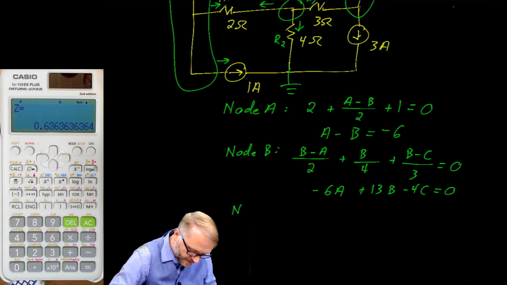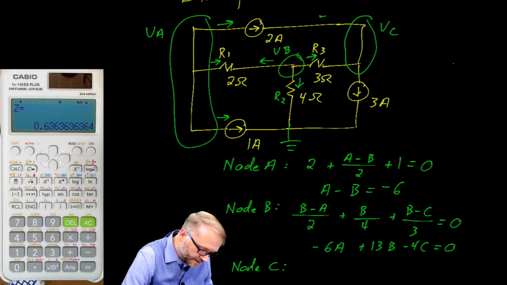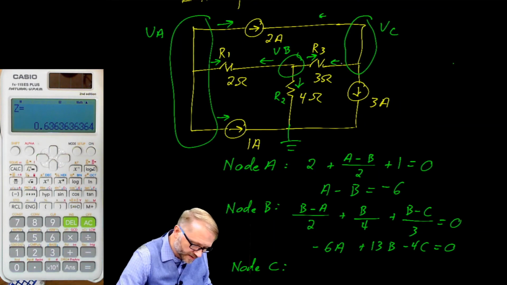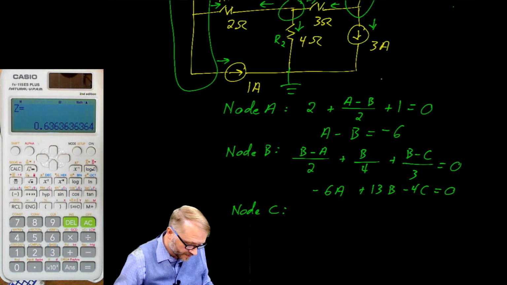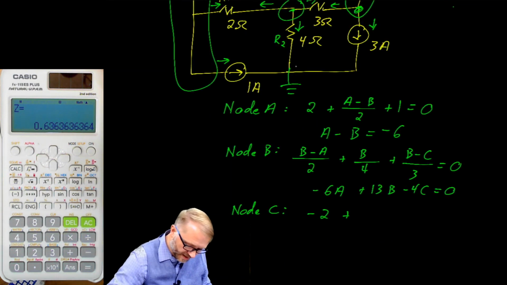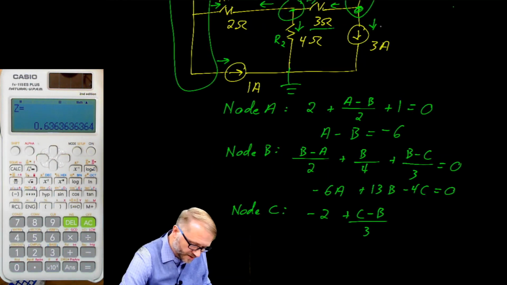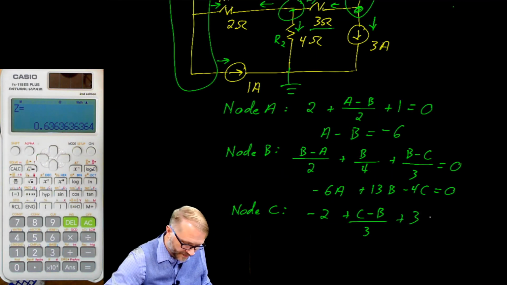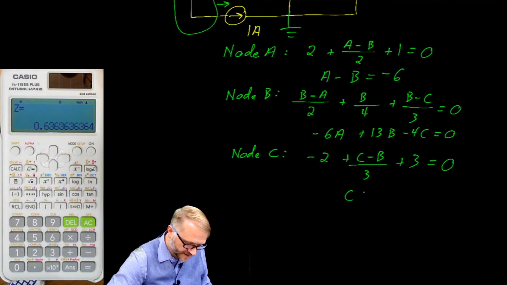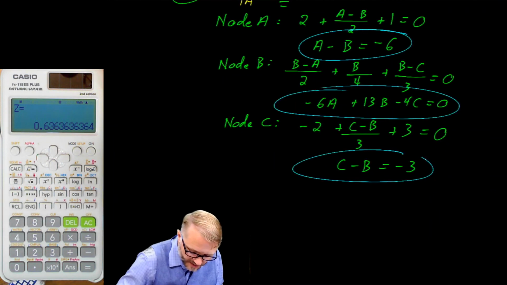And then we have node C. Our currents are in that direction, and that direction. So that would be minus 2 plus, let's see, what's this one? That would be C, right? C minus B divided by 3. And then this current right here is 3 amps. Plus 3 is equal to 0. Solving for that, C minus B is equal to negative 3. Once again, we have 3 equations with 3 unknowns.